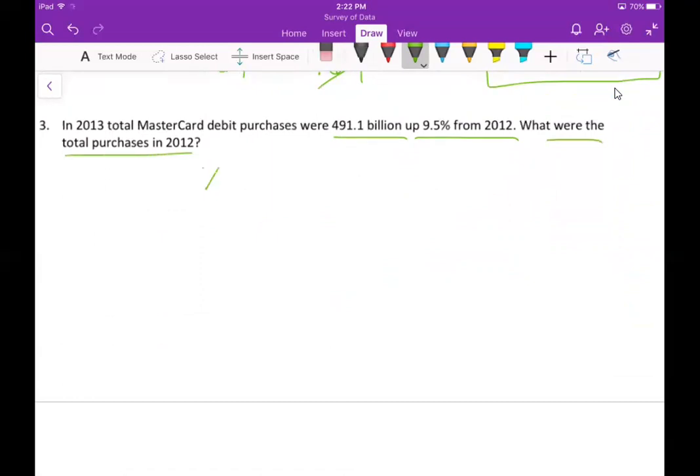So again, set up your variable. X is going to be the purchases. Sorry, that's fairly illegible. Let me try that again. Purchases, there we go, that's a little bit better, in 2012, because that's what we want to know. Notice our other purchases were in billions, so maybe make that note to yourself so you don't forget that step at the end. These purchases are also going to be in billions since my other purchases were in billions. Now I go back and I read through and I set up my equation.